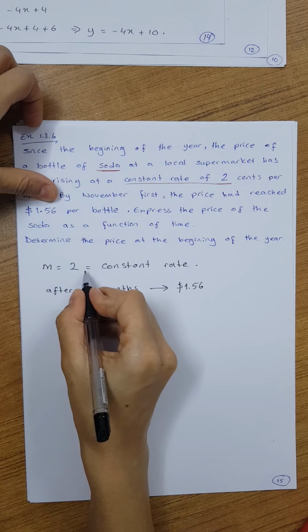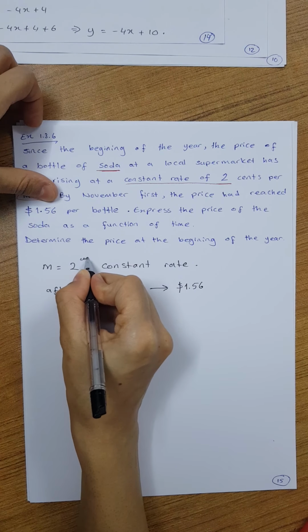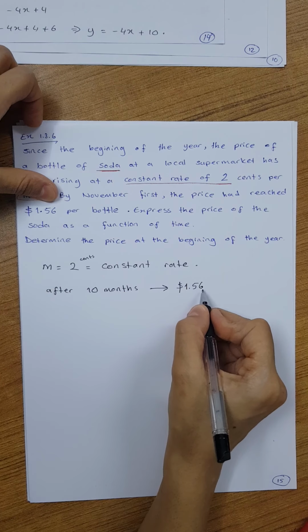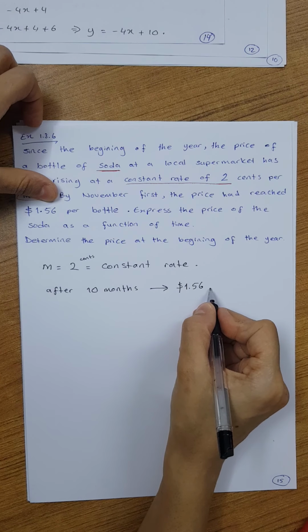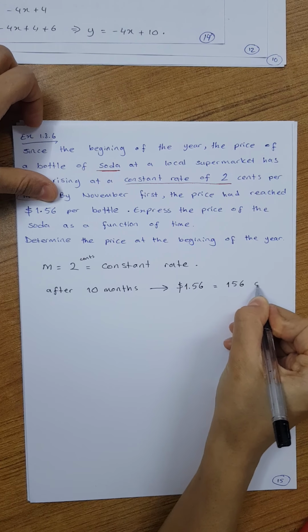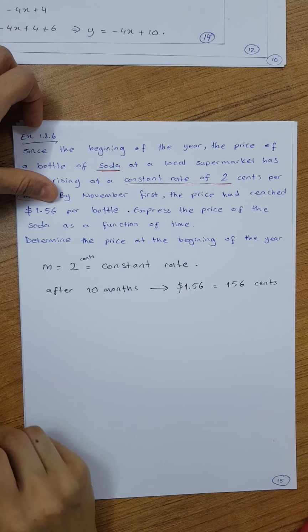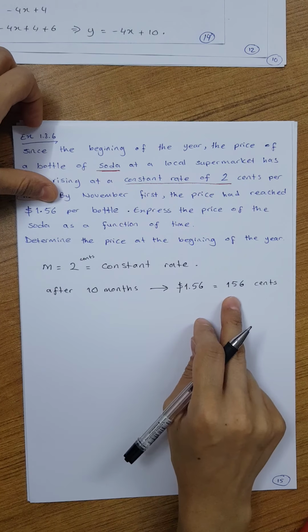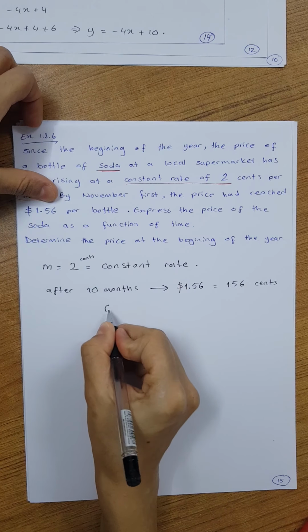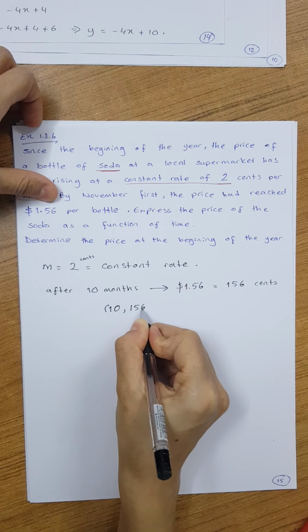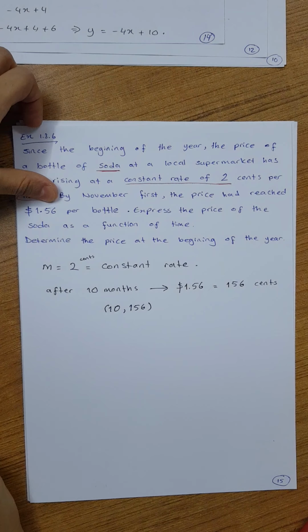$1.56. Of course, this one is given in cents. We have to change this one either to dollars or this one to cents. I think it's better and easier to change this one to cents. That's equal to 156 cents. Okay, so what's the relation between the months and the price? After 10 months, the price has reached 156 cents.